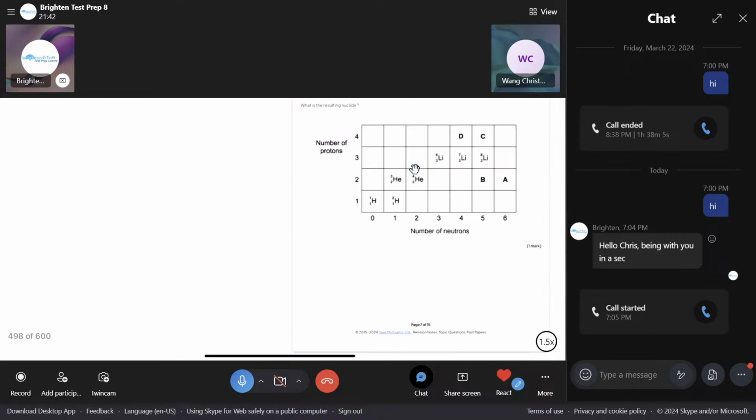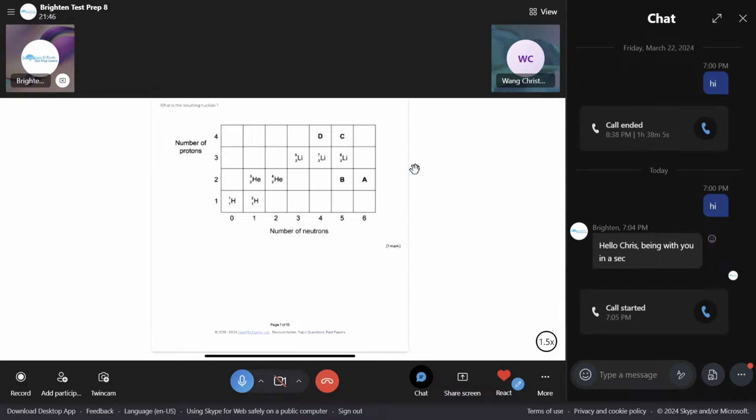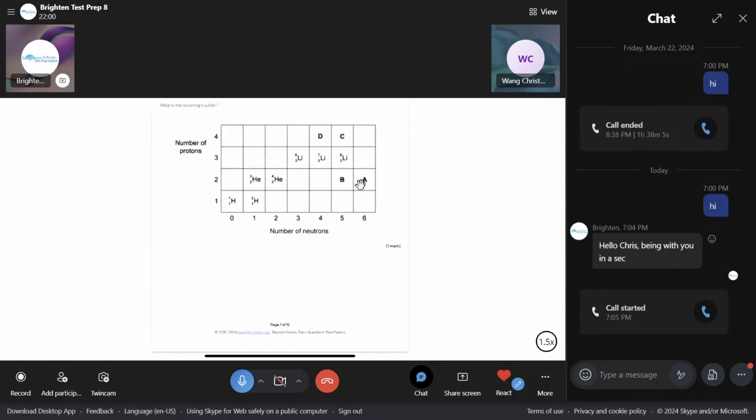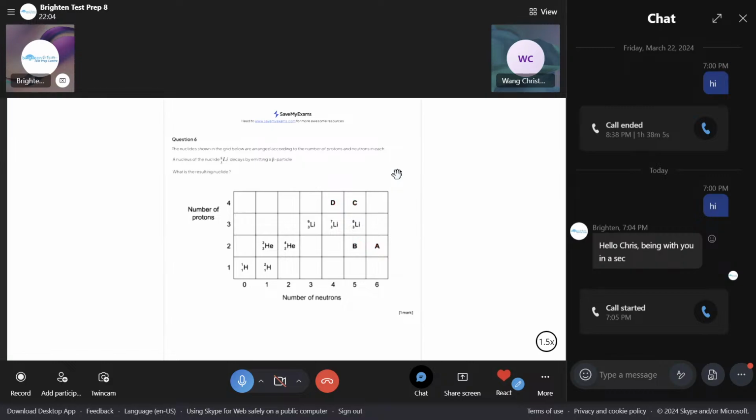And now we go into the decay. Lithium-8 emitting a beta particle. We have options A, B, C, D here. So obviously we look at the number of neutrons and the number of protons. So we have lithium, 3, 8.